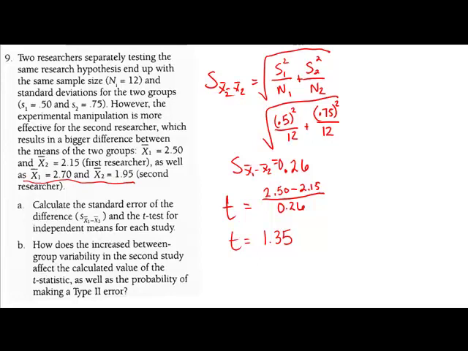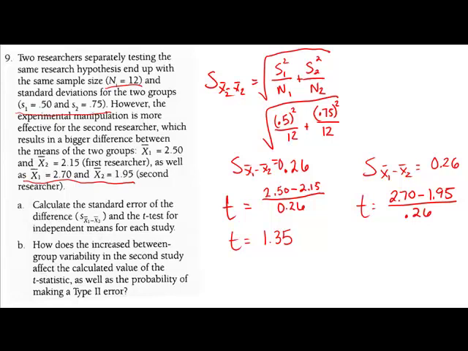Because the two researchers have the same sample size and they have the same standard deviations, so this is going to be the same. But the second researcher had a greater difference between the means of the two groups, which is going to be evident in our t-scores. 2.70 minus 1.95 divided by 0.26. So let's go ahead and test that out.